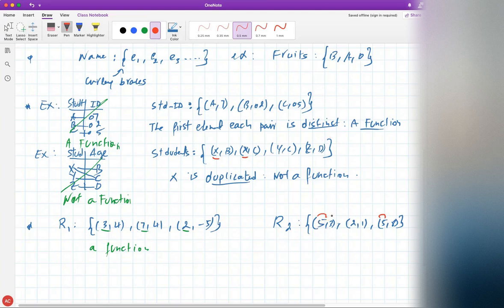So for example, a student having some ID and the same student again appears here. That's not good. It's not unique. So not a function. Okay, 5. Let's say 5 is repeated. That's right, repeated or duplicated.